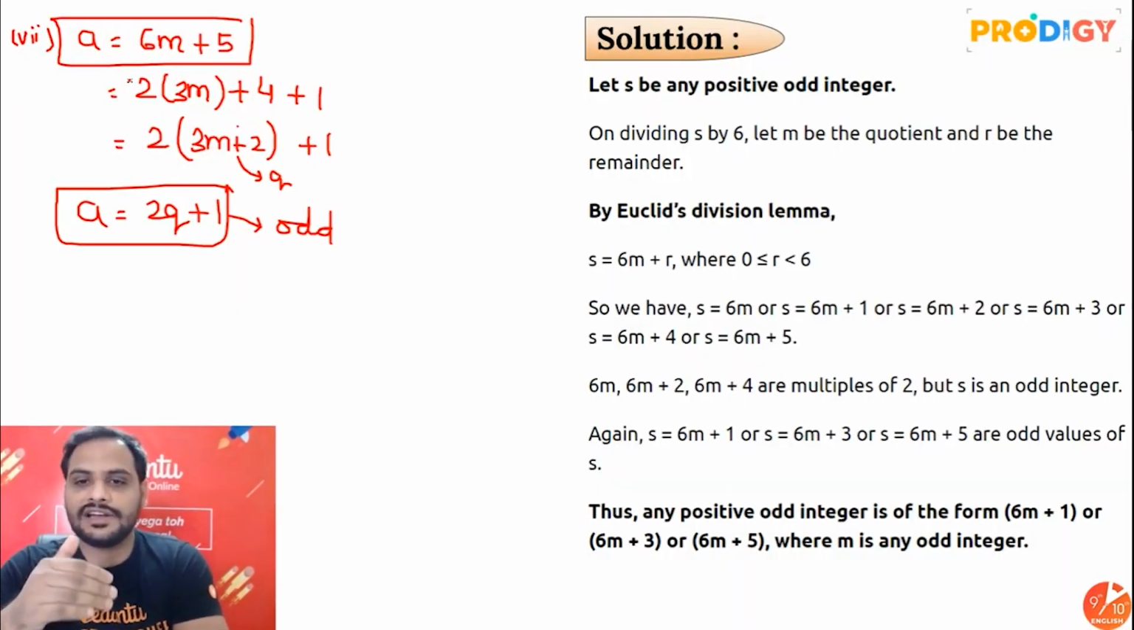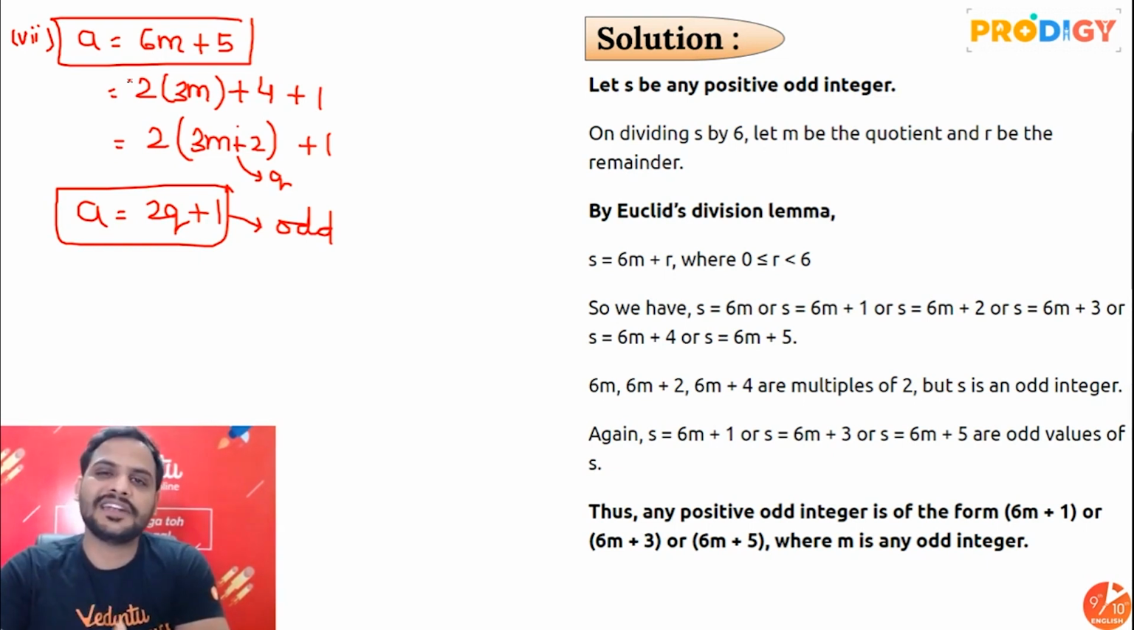I have actually done more. I have proved the rest are even also. Alright. So if you have to prove something even, make it a multiple of 2. If you have to prove something is odd, make it a multiple of 2 plus 1, 2q plus 1. That is the form you need to focus on.